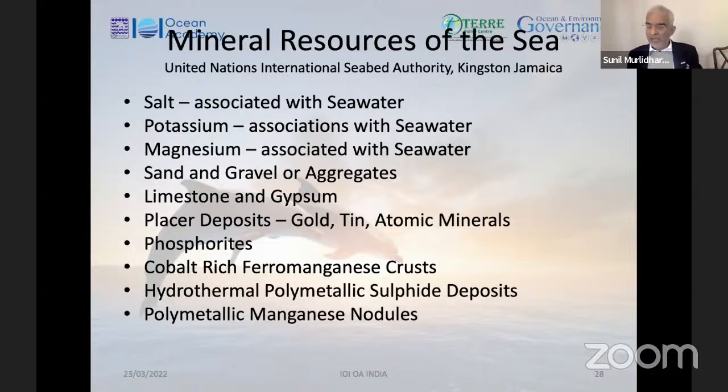Then you go further deep, and you get these cobalt-rich ferromanganese crusts at around 800 to 1,500 meters deep of water. Essentially, they're ferromanganese, that means iron and manganese. Now, iron and manganese are not that much in demand, because there's so much iron and manganese on land. There are huge iron ore mines and manganese mines, even in India. So that's not the one in demand. The demand is for cobalt.